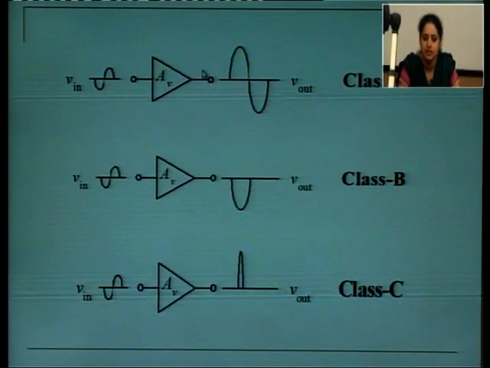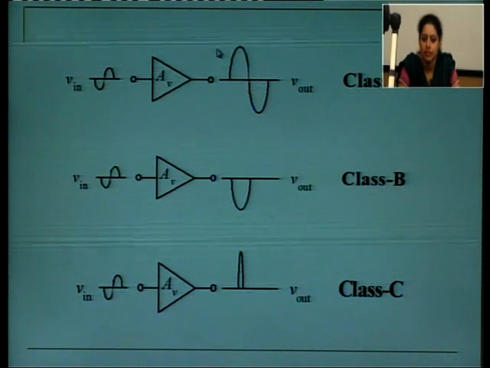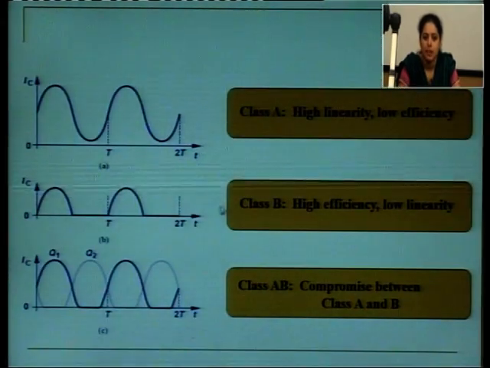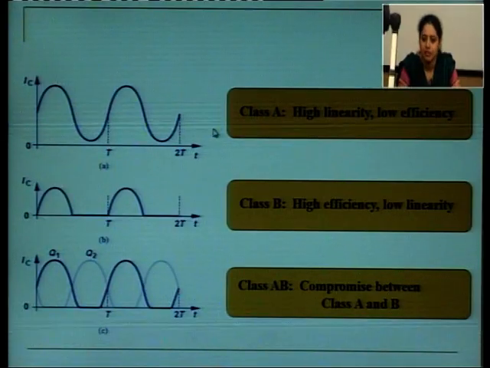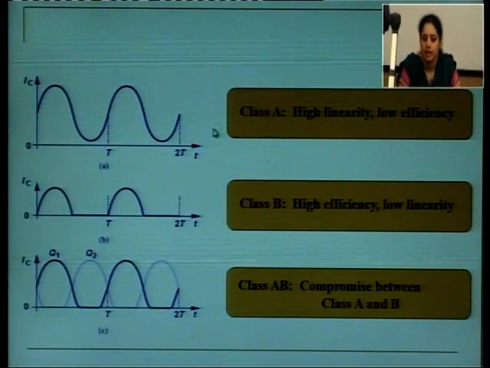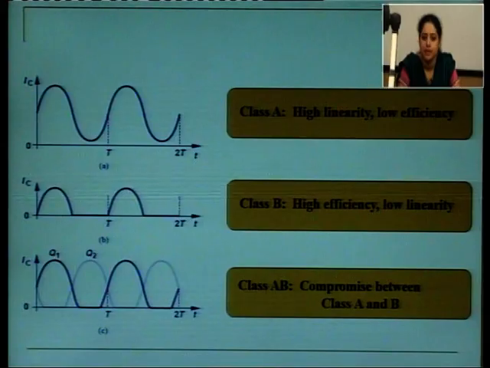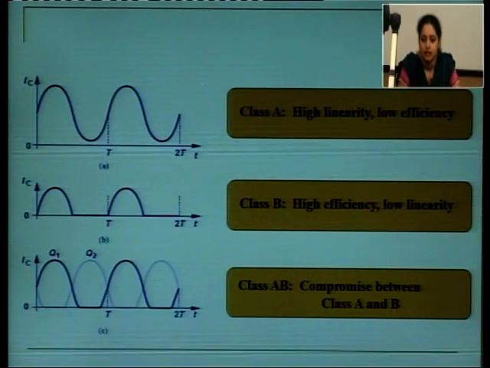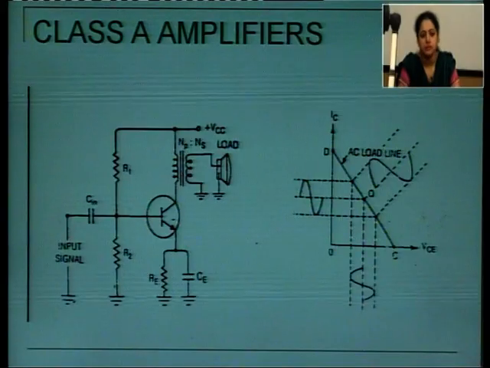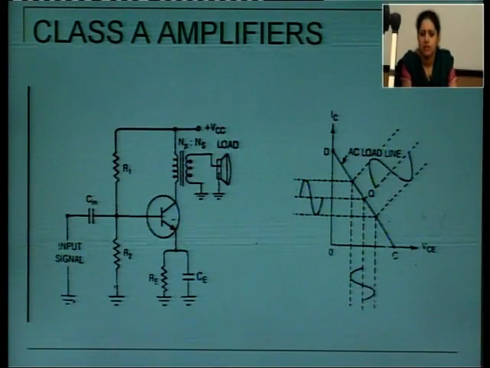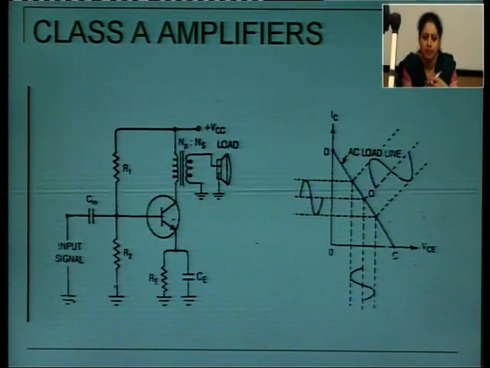Here it is just given the input and output characteristics of different power amplifiers. In the case of the class A amplifier, they provide high linearity but have low efficiency. Class B amplifiers have high efficiency but the linearity is low, whereas class AB is a compromise between class A and class B amplifiers.